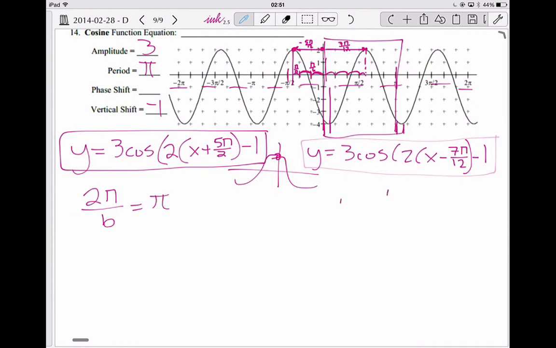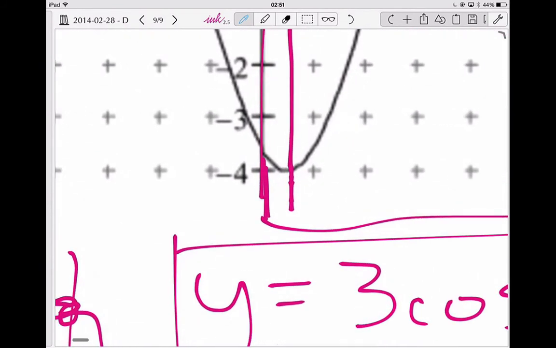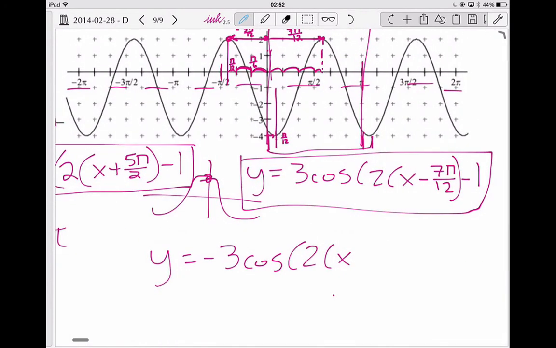Or maybe I flipped it. If I flipped it, then I would only have to scoot that way, pi over 12. Okay, so let me do that. y equals -3 times the cosine of 2 times x, and to scoot to the right, I would write minus pi over 12. Minus 1.